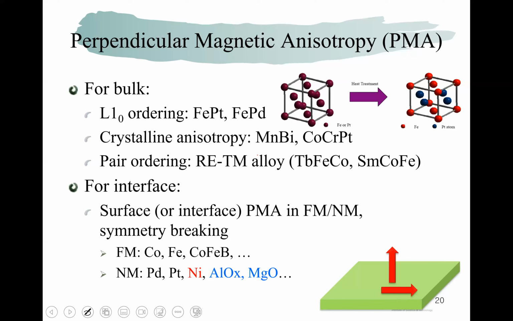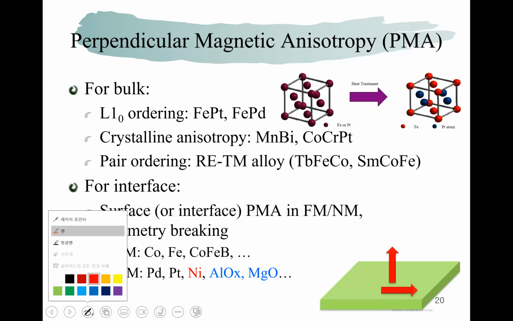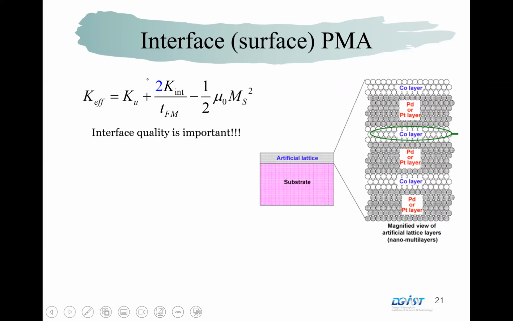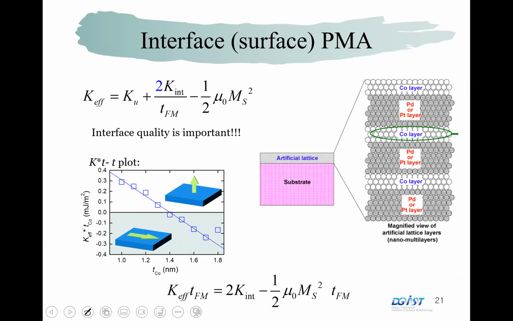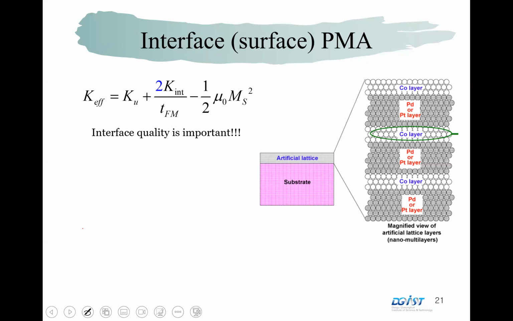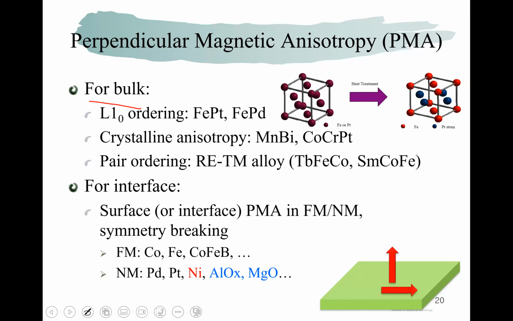Okay. Here, I'm going to explain about the PMA. Oh, yeah, this is what I was just saying. In a PMA, something makes the film magnetization point to the normal. There are many kinds of sources. We can categorize them into two. One is from the bulk. And the other origin comes from the interface.